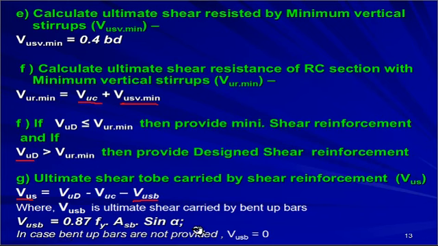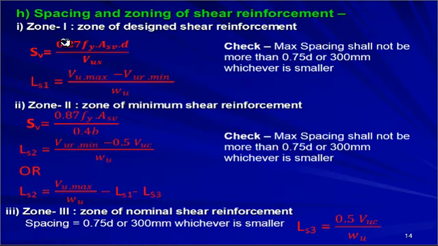Well, but if bent up bars are not provided, then VUSB is 0, because nowadays the practice of providing bent up bars is discontinued, and we just provide curtail bars and extra top bars. So if bent up bars are not provided, then simply consider the VUSB 0. So this equation will become VUS is equal to VUD minus VUC. That's it. Once you calculate VUS, then we can calculate spacing and zoning of shear reinforcement.